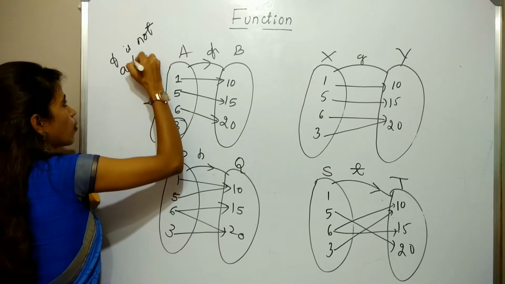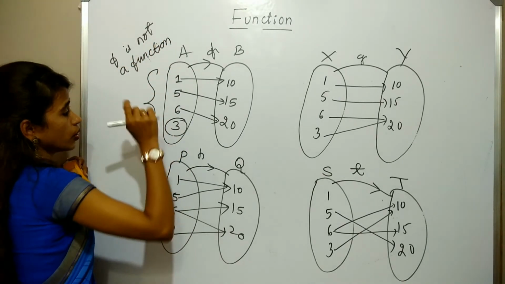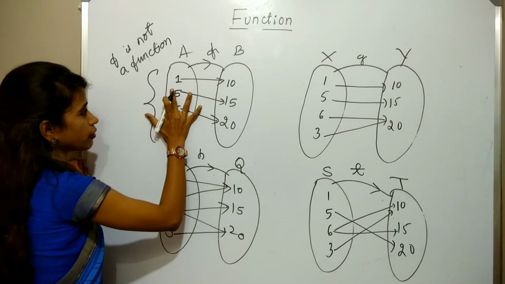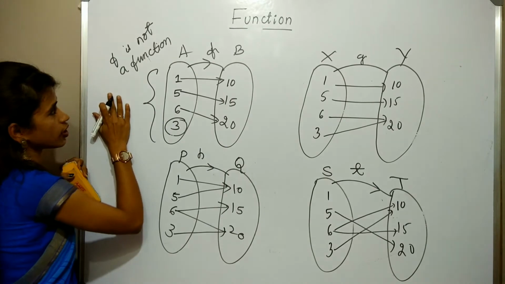To be a function, what is the definition? Every element, every. So that is important. Every element of the first set has an image in the second set, say B. So therefore, this is not a function.